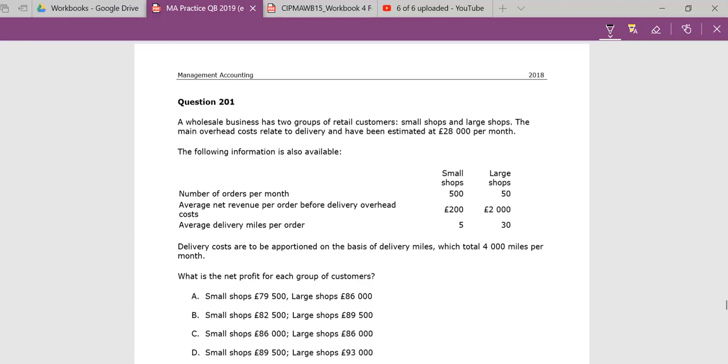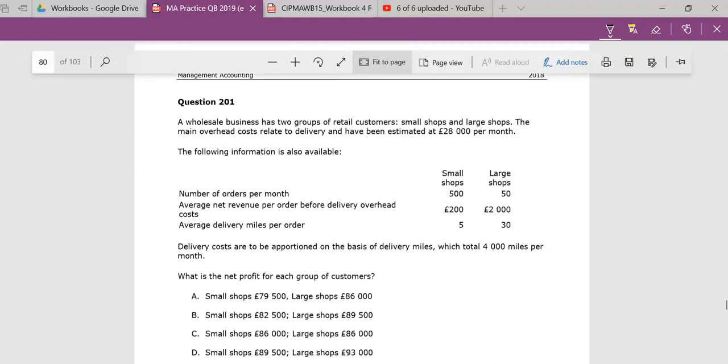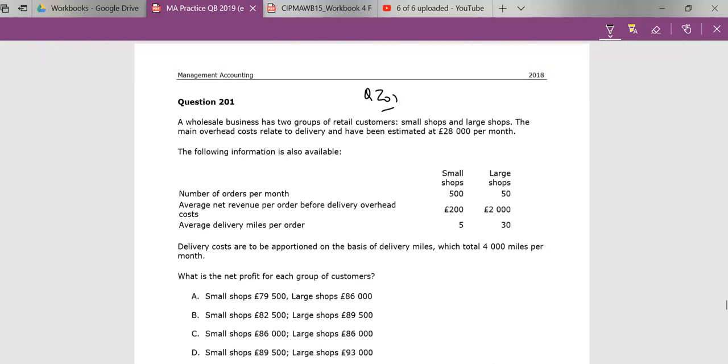Okay, let's do questions 201 to 204, because 205 takes on a slightly different topic. We're really calculating profit here, so just take it step by step. I think it's just application, to make sure you're comfortable with splitting overheads. So we look at the first scenario: this whole business has two groups, small shops and large shops. The main overhead relates to delivery, and it's been estimated at 28,000 per month.